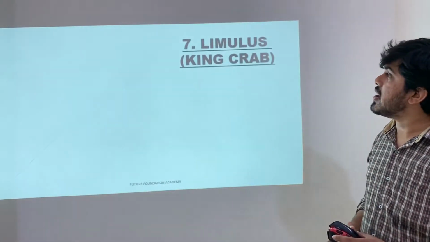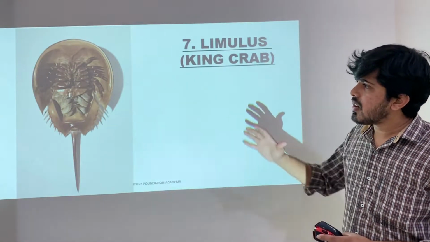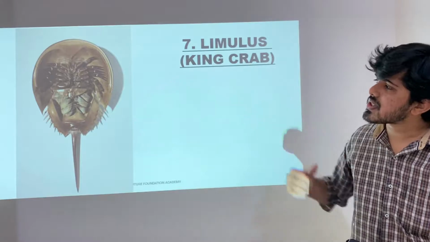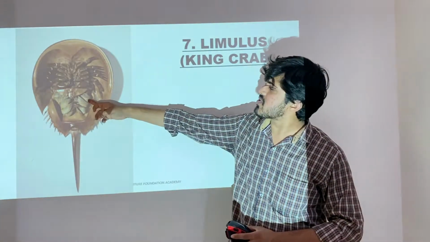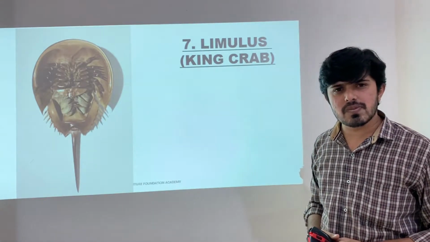Next one is Limulus, that is the king crab. It is a type of aquatic organism. That is the lower, the ventral side of this crab. You can see this structure. These are all the structures which are responsible for respiration.